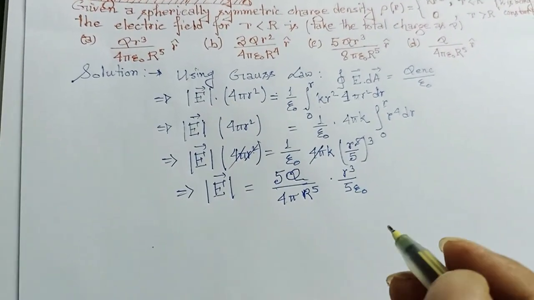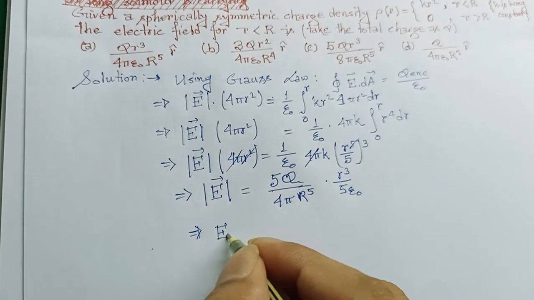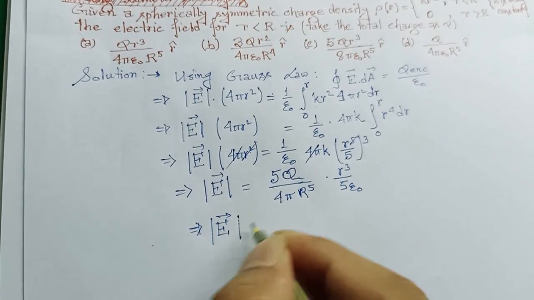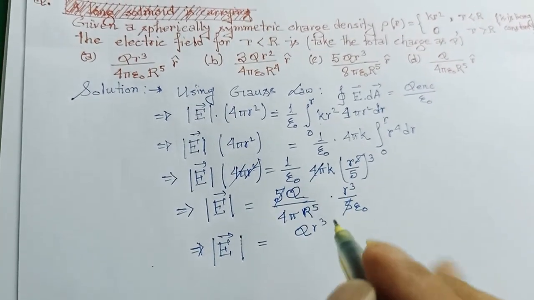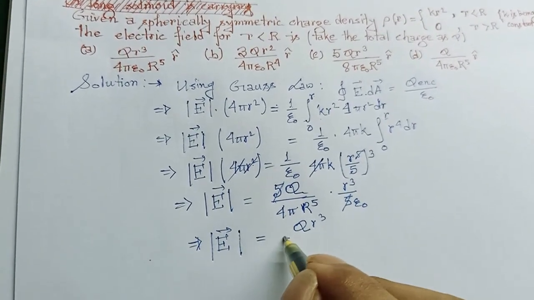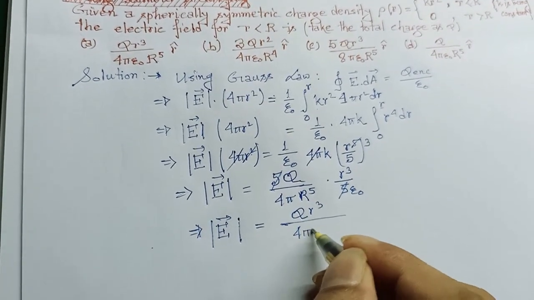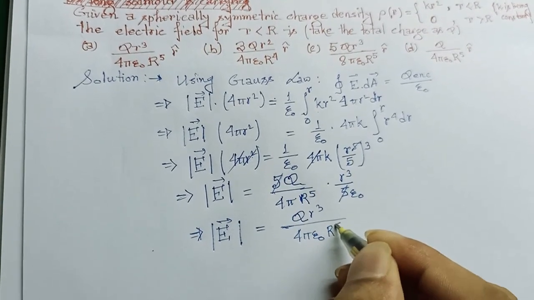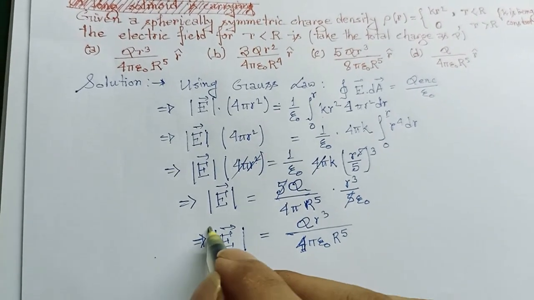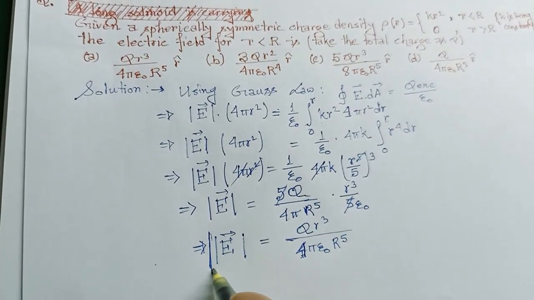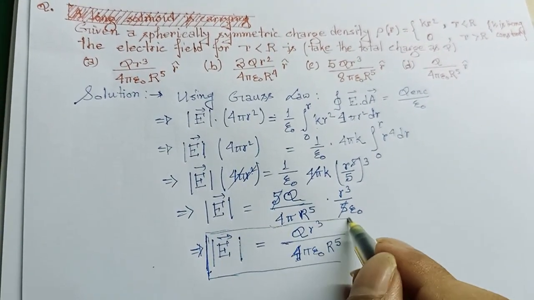So from this value we can write that the net electric field at a point small r will be equal to Q r cube. This 5 and this 5 will cancel out. So after cancelling, the value will be Q small r cube divided by 4 pi epsilon naught R to the power 5. So this is our required, resultant value of the net electric field at a distance r for a sphere for the given condition of the question.